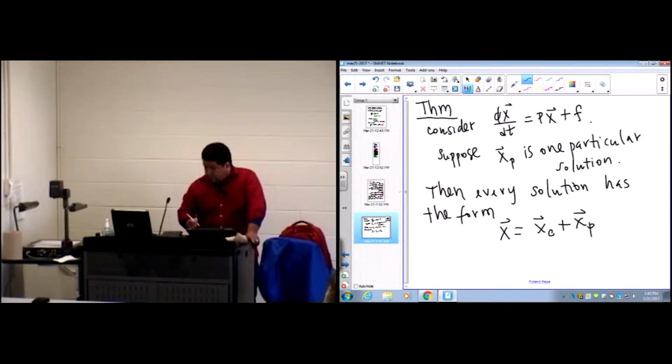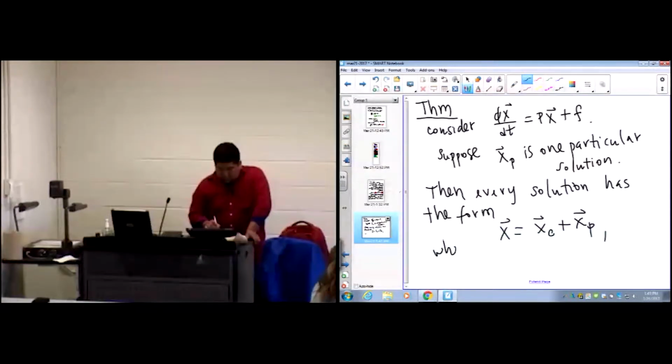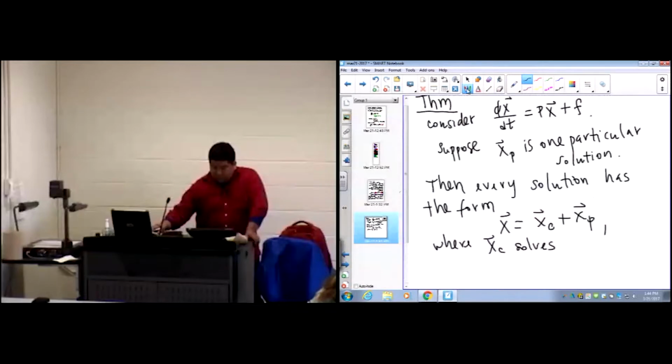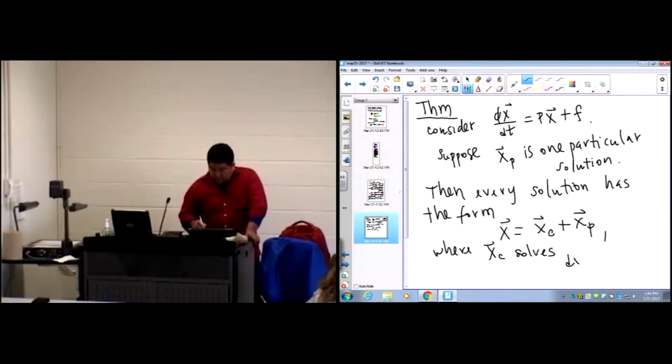which in this case would be dx/dt equals P of x plus 0. In other words, x sub c is a solution of the homogeneous problem. x sub c solves the derivative of vector x equals P times x. So this x sub c is a solution of the homogeneous problem.